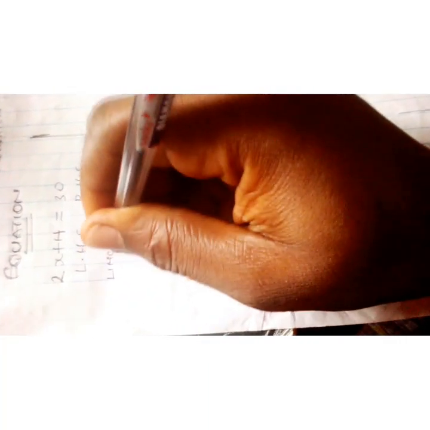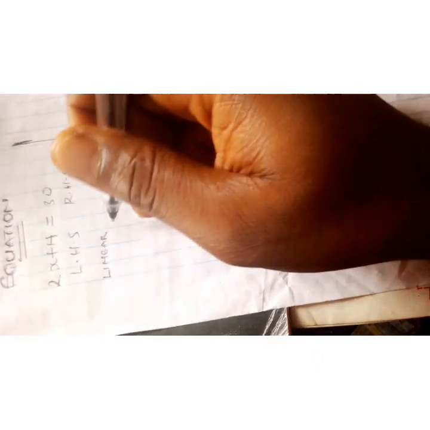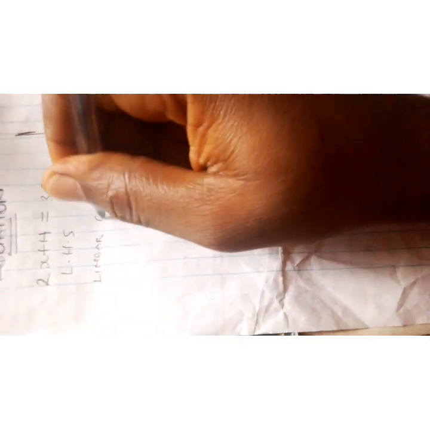Now, we have different types of equation. We have the linear equation, the quadratic equation, the simultaneous equation, and all that. But today we'll be looking at the linear equation. Now, what is a linear equation?